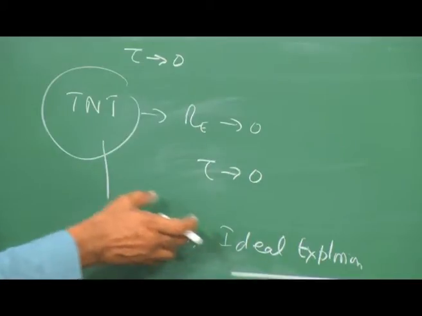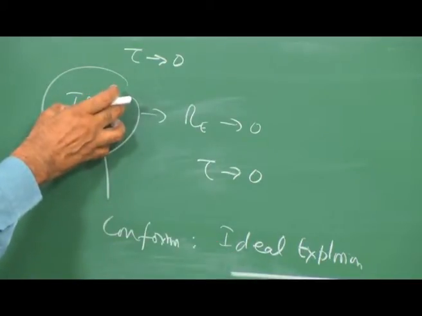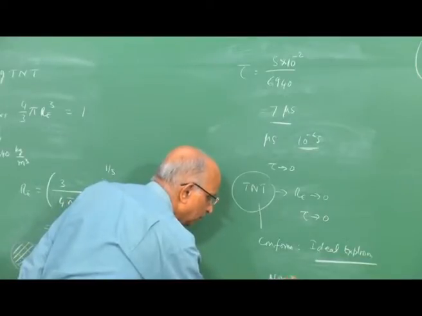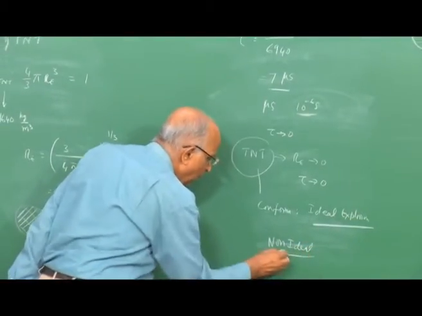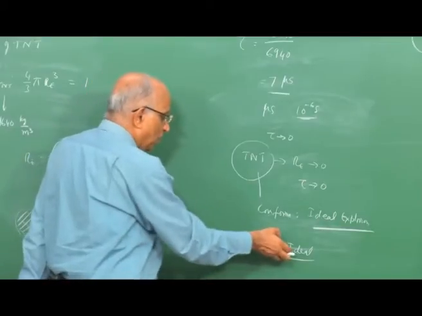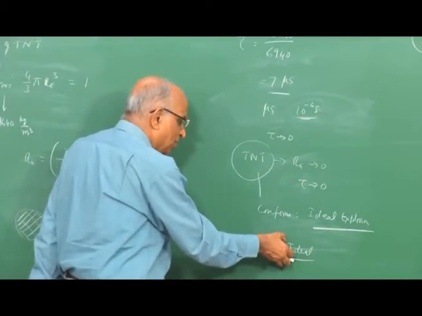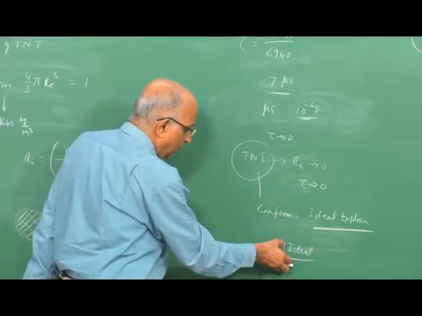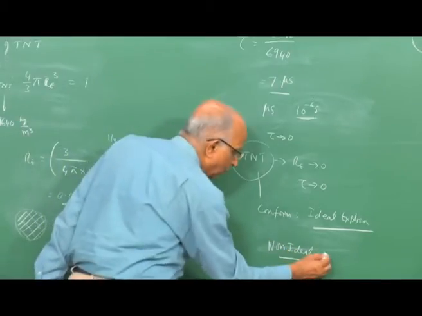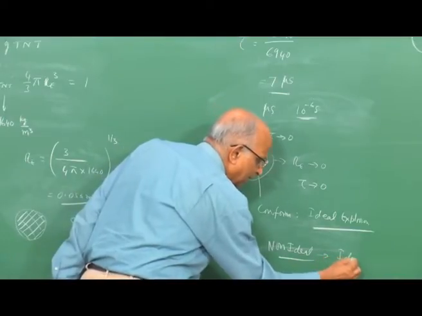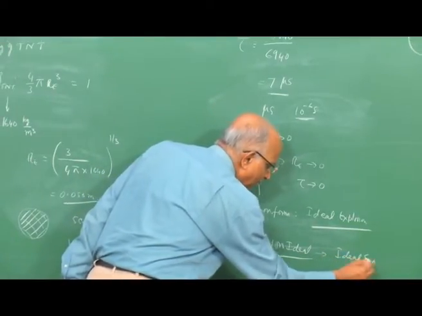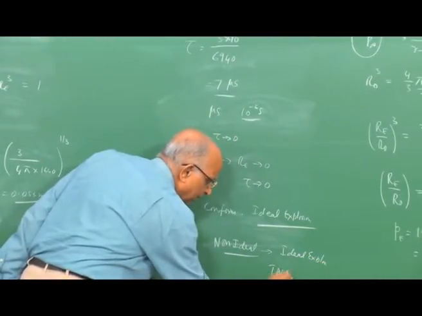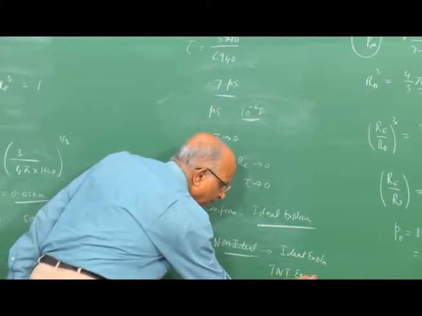explosion, and therefore it becomes necessary for us to be able to convert a non-ideal explosion involving a large volume, maybe involving a relatively large characteristic time of heat liberation or energy liberation, into something like an ideal explosion. We have to transform this, and that is where we talk in terms of TNT equivalence.